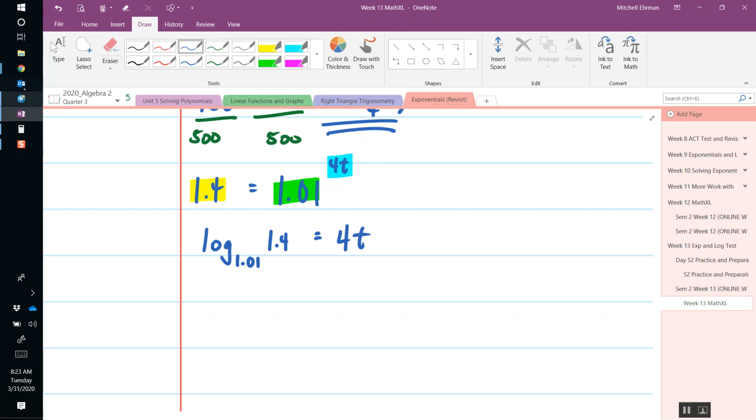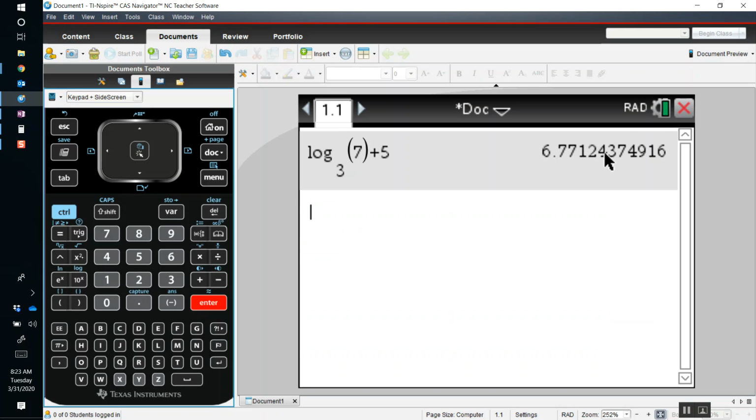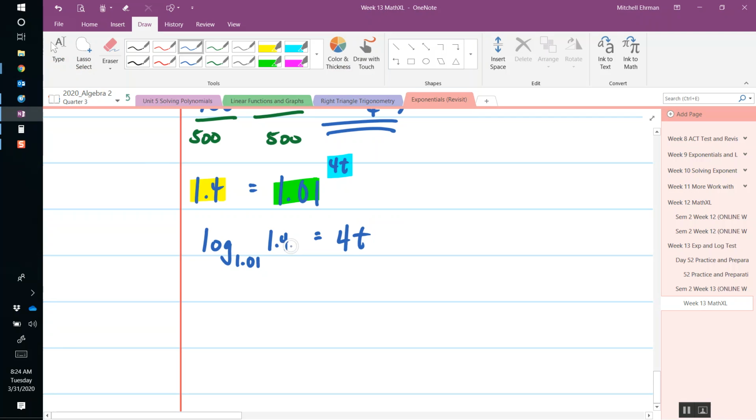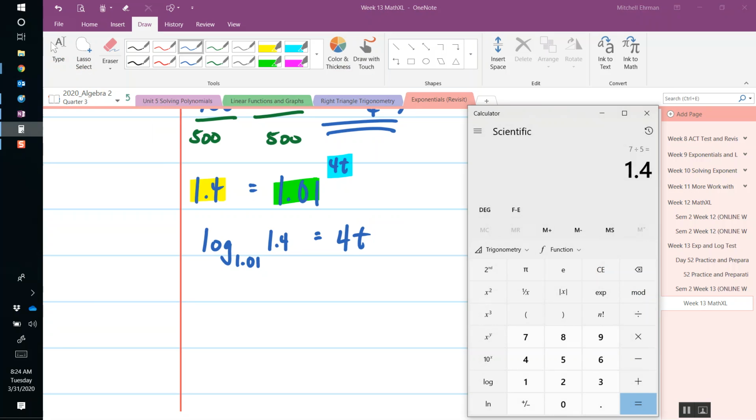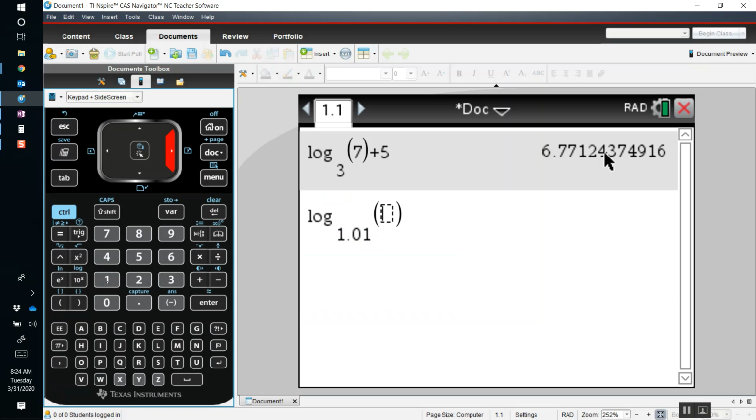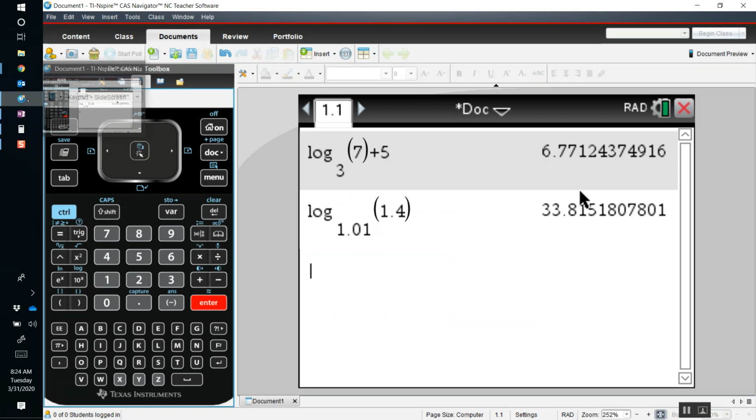And I can use a fancy calculator to evaluate logarithm base 1.01 of, double check this here, of 1.4, and get a result. Now, I'm not going to mess with this decimal. I'm going to leave that in the calculator for right now.